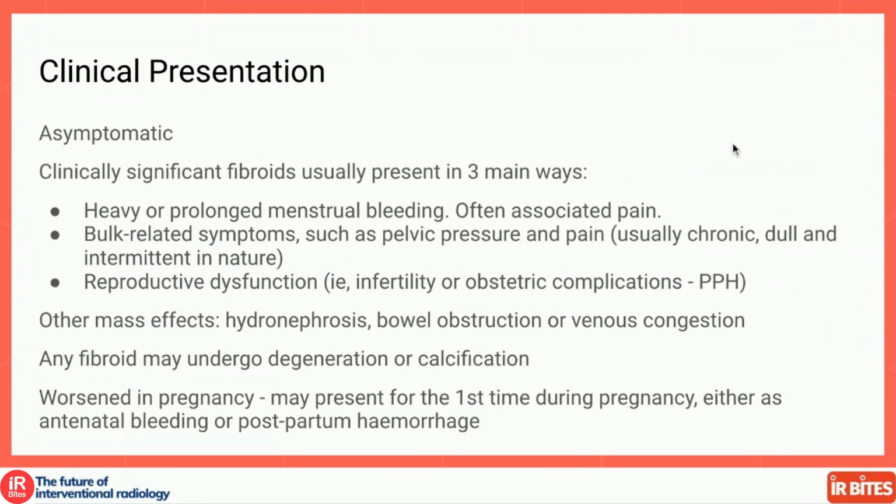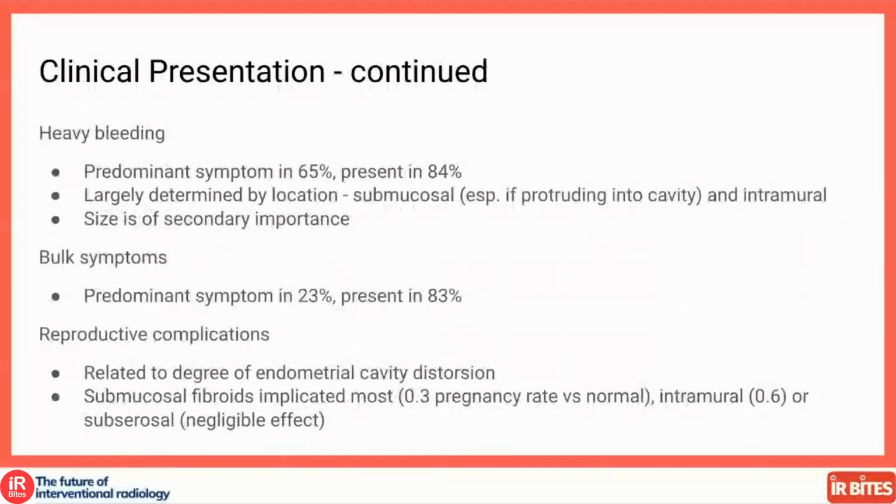And we mentioned before that estrogen drives the growth of fibroids, and so often they're worsened in pregnancy. Sometimes patients may present for the first time in pregnancy. They may have had a fibroid all along, but because of the increased estrogen, they present with heavy bleeding during the pregnancy. Predominantly, heavy bleeding is how they present into healthcare, and that's largely determined by location. The submucosal ones and the intramural ones tend to bleed a bit more, but the size is a bit irrelevant. Even very small fibroids can bleed a lot, and sometimes even large ones don't bleed very much. So it's not consistently related to size.